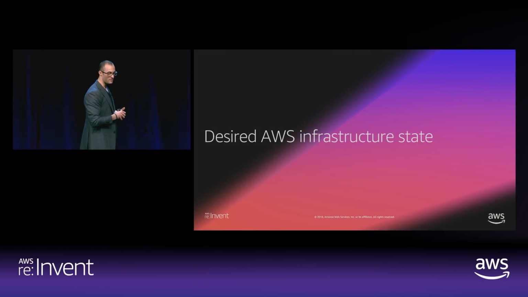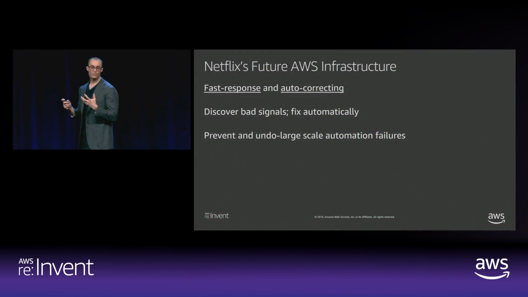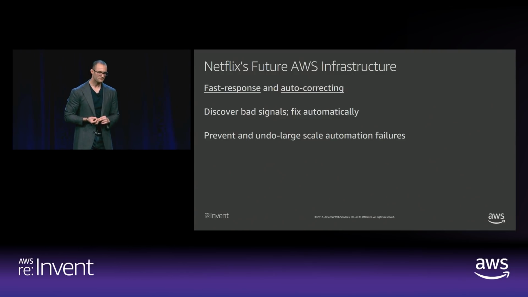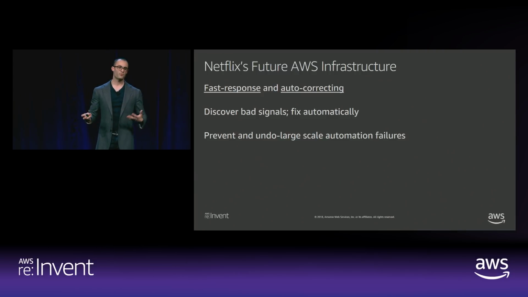Before we leave today, I want to talk about what our desired AWS infrastructure state is. We want to have a fast-responding, auto-correcting infrastructure. What that means is that we want to discover bad signals and fix them automatically. We want to prevent and undo large automation scale failures. So what does that mean? With our infrastructure, we are heavily dependent on automation.